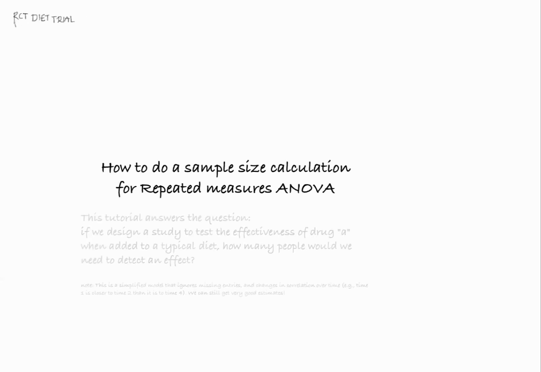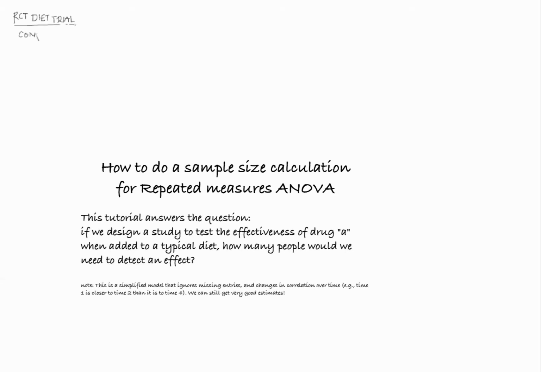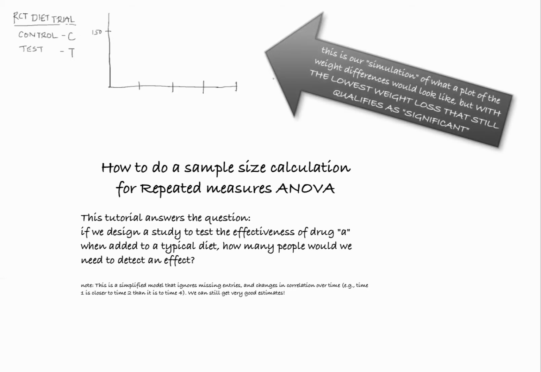Hey folks, I thought I would make a quick little tutorial here to show you how we can do a sample size calculation for repeated measures in ANOVA. Now, this is actually quite simple if you just think about it, it's just an extension of a simple ANOVA, except we're going to do a repeated measures. In this case, it's going to be a diet trial where we're going to compare two groups.